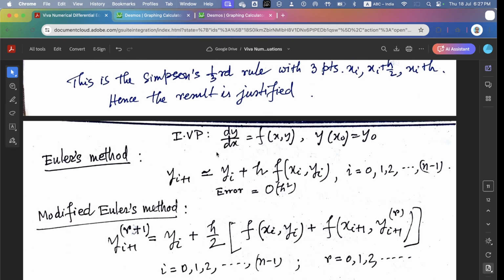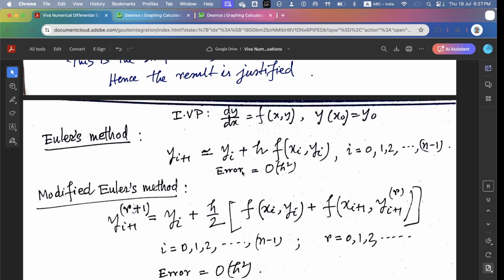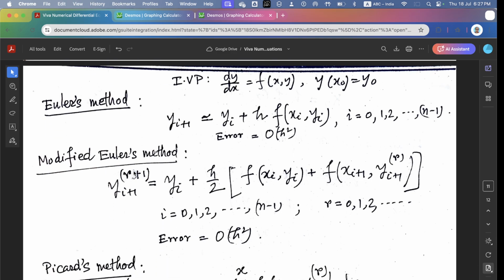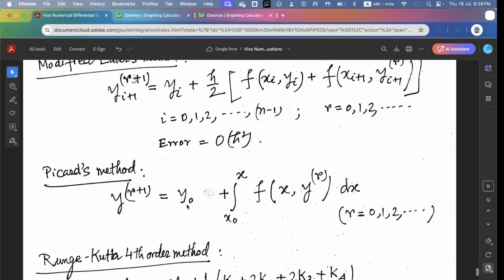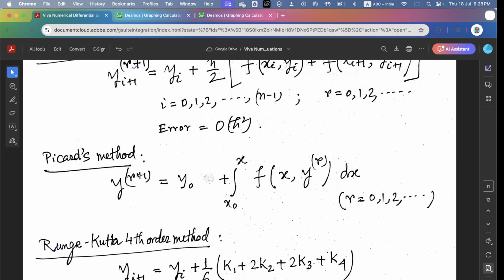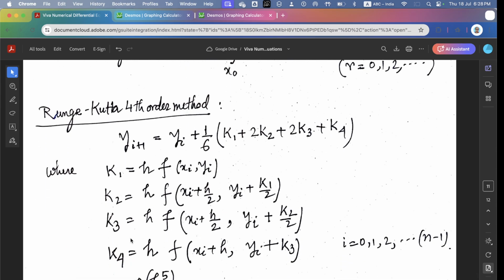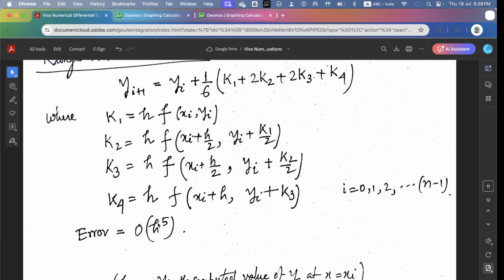And the formula: this is the initial value problem, dy/dx equal to f(x, y), y(x0) equal to y0. Then Euler's method is this, and the error is of the order of h squared. In the modified Euler method, r is the iteration number, and the error term is of order h squared. Picard's method: y(r+1), one of the iterations, is equal to y0 plus the integration from x0 to x of f(x, yr) dx. Runge-Kutta fourth order method is k1, k2, k3, k4, and the error is of the order of h to the power 5.